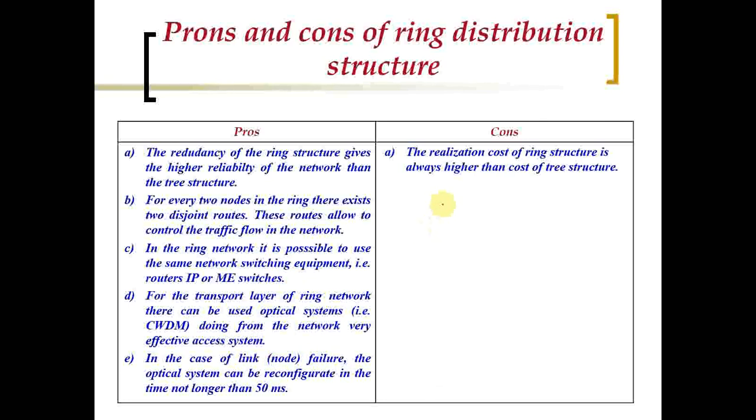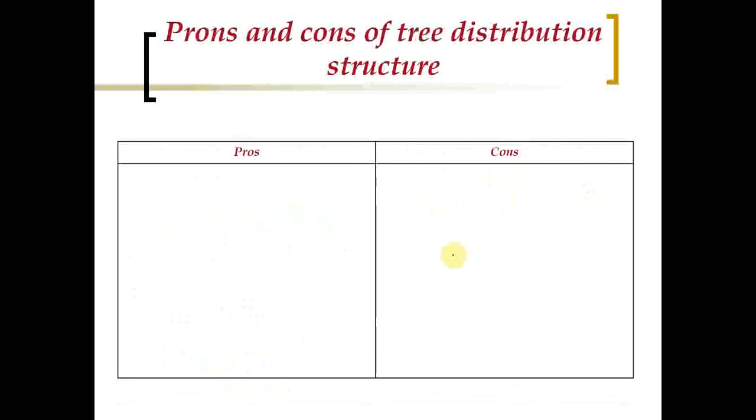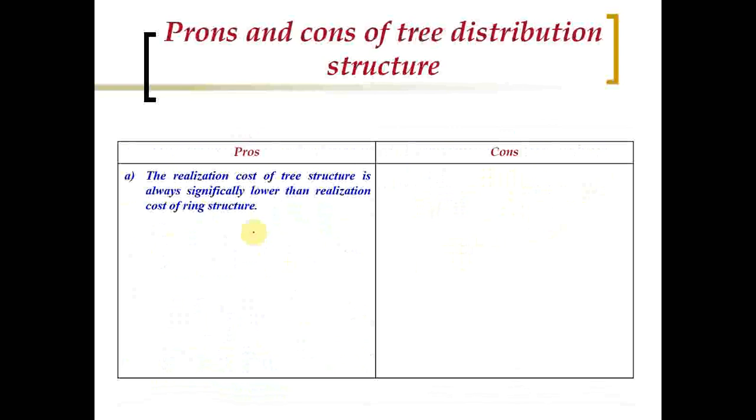Of course, the first con regarding the ring structure is its cost. It's always higher than the tree structure. For effective flow control, the ring structure requires implementing a management system. This is another thing that generates cost. And the pros of the tree structure: the realization cost of the tree structure is always significantly lower than the realization cost of the ring structure.